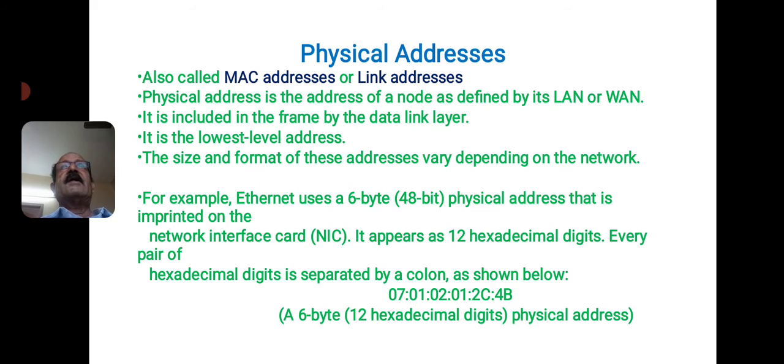Physical address is also called MAC address or link address. It is the address of the node. It physically exists in memory. The physical address is available on the network interface card, NIC. When you buy a computer, you'll get a NIC, and on that it is imprinted. It is the lowest level address and it is included in the frame by the data link layer.